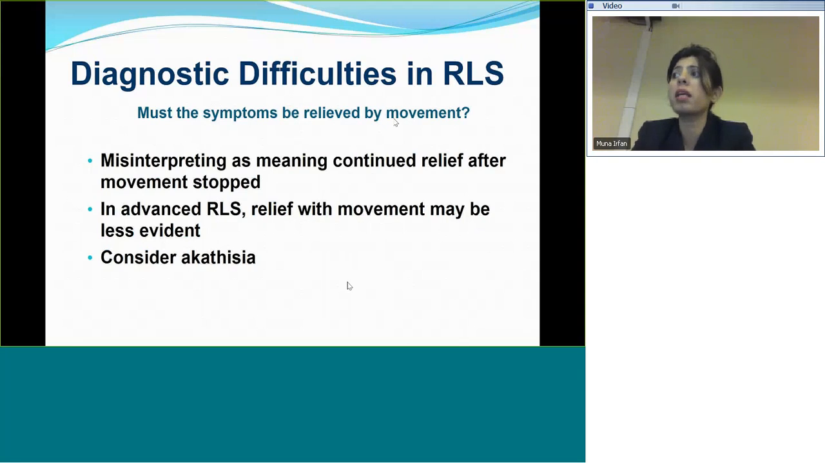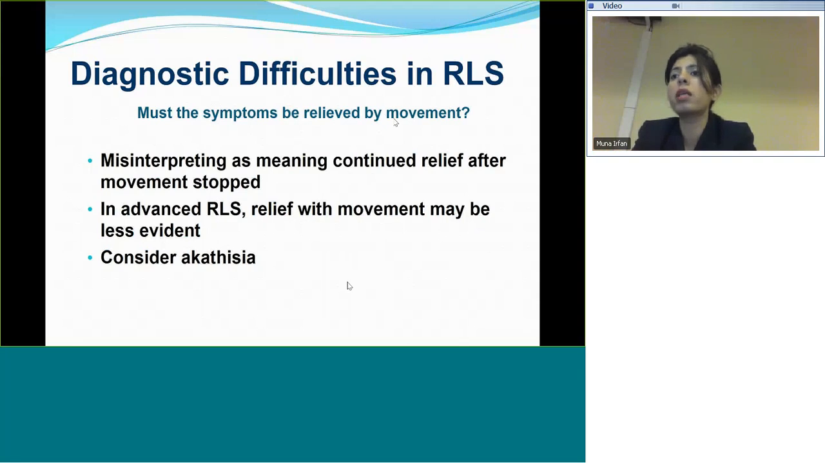So it does not mean that walking will make it go away and then they would all of a sudden feel all better and have complete resolution. But what it means is that at that time, it can partially lessen the urge to a certain degree. The other thing is that patients who might have very advanced and refractory restless leg, the partial relief with movement might not be as prominent.